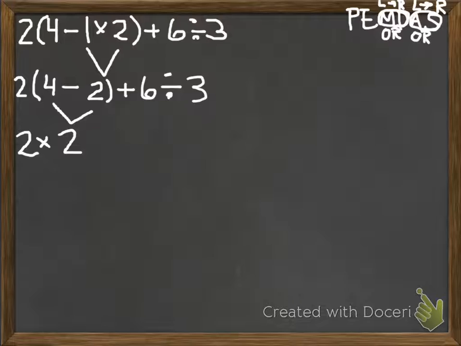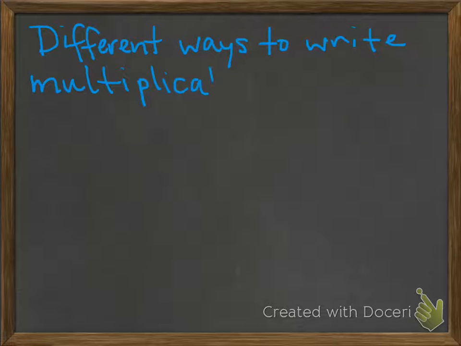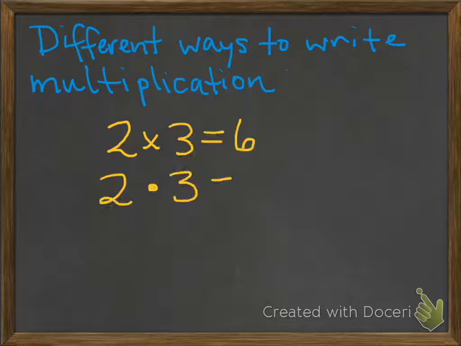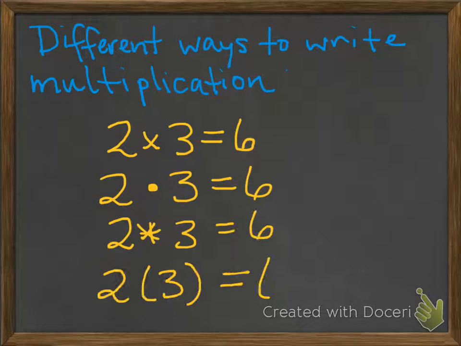Next, I need to rewrite the expression, but I see that I have a 2 right next to my parentheses. What does that mean? Well, it means that I need to multiply. There are lots of different ways to express multiplication. You can use a times symbol, a dot, an asterisk, or you can place a number directly in front of parentheses. All of these things indicate multiplication, as you can see. Now, back to our problem.